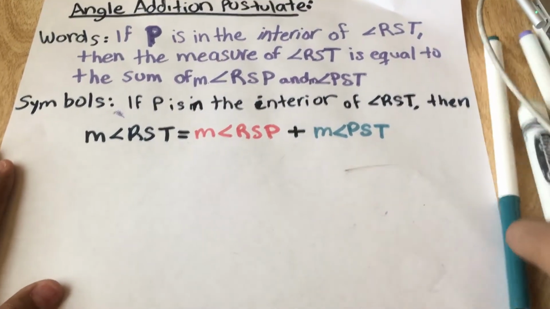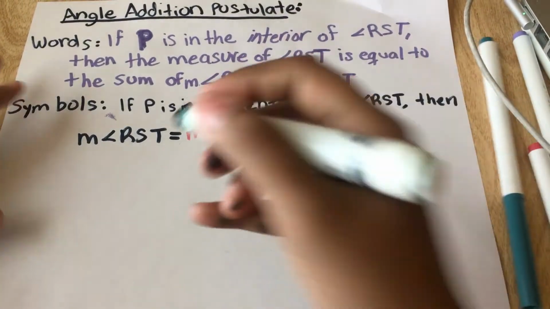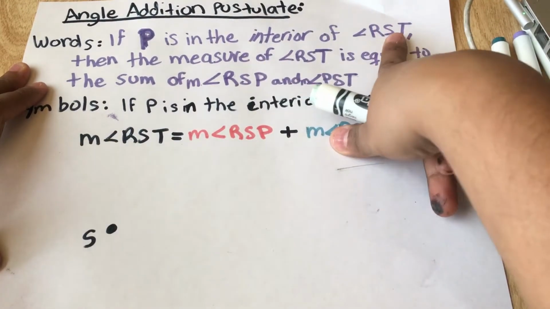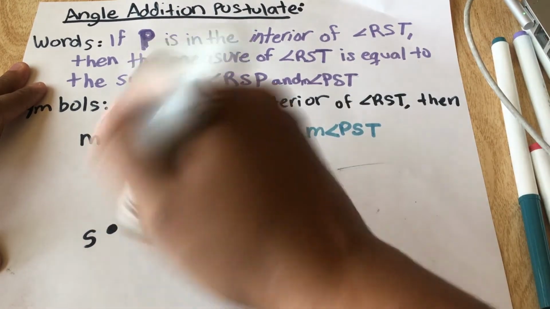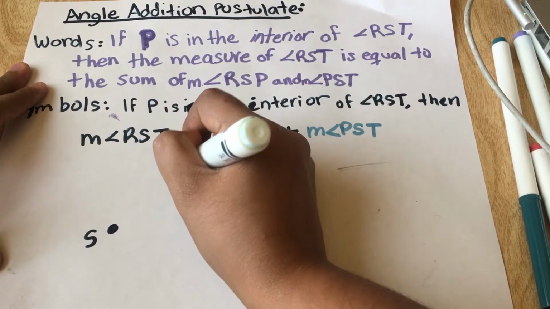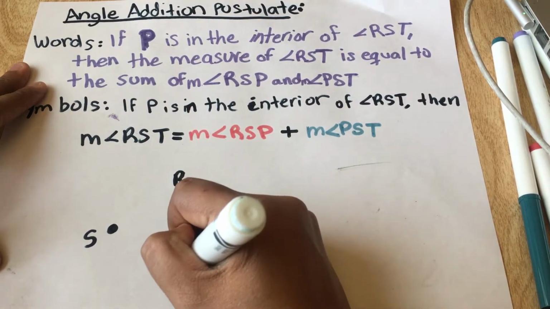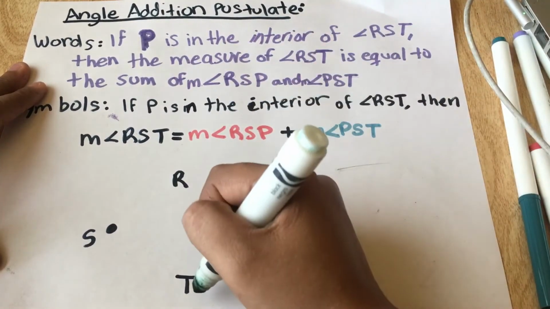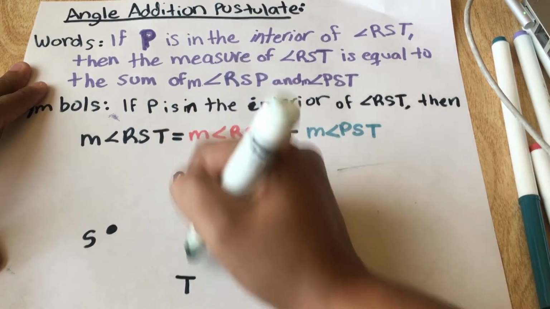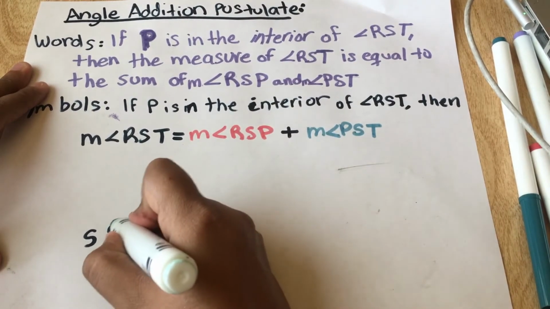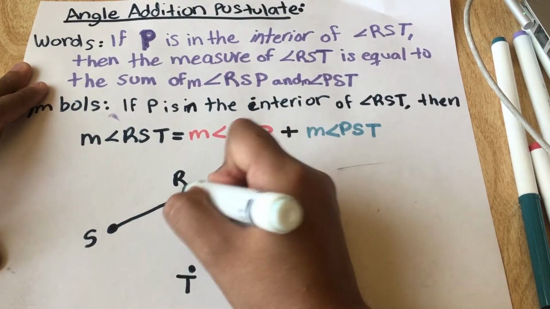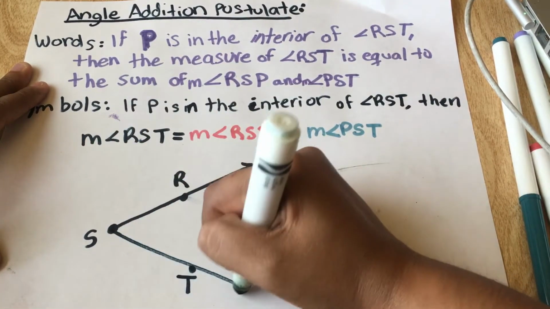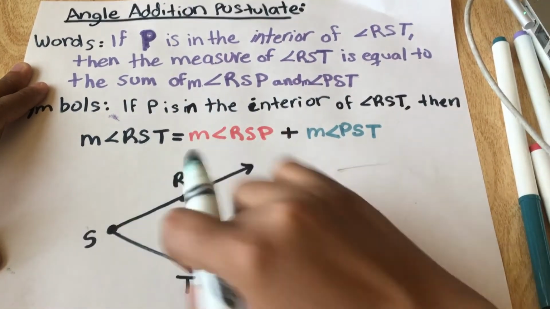So first, let's draw angle RST. If you notice, S is in the middle, so that's the vertex. So I have point R and point T here. This is going to be the point on one ray on this side of the angle, and this is a point on the other side of the angle RST.